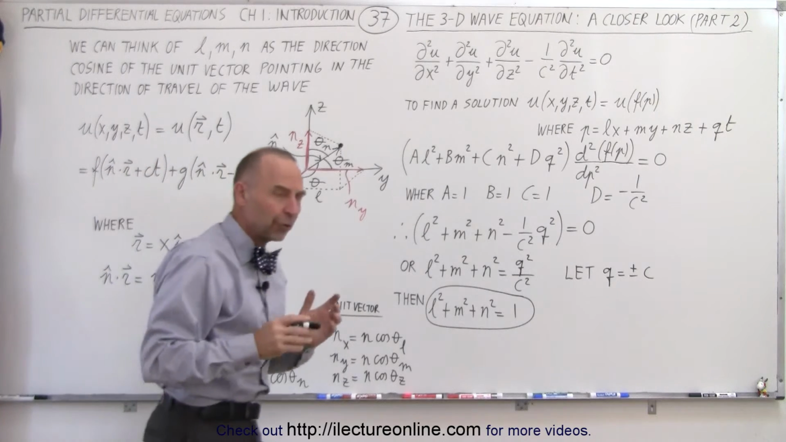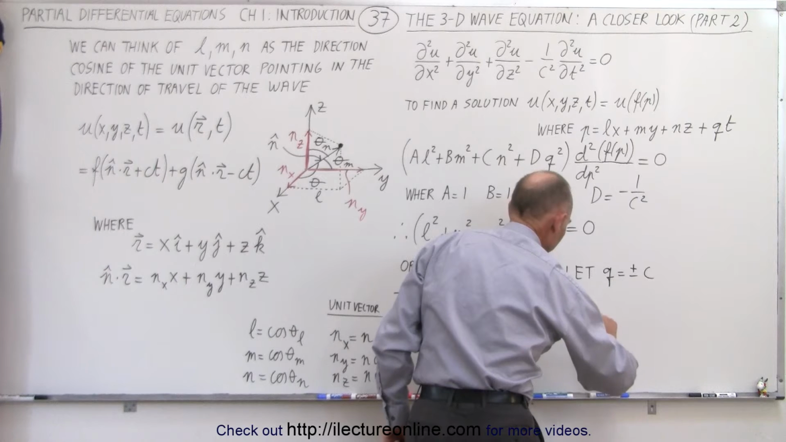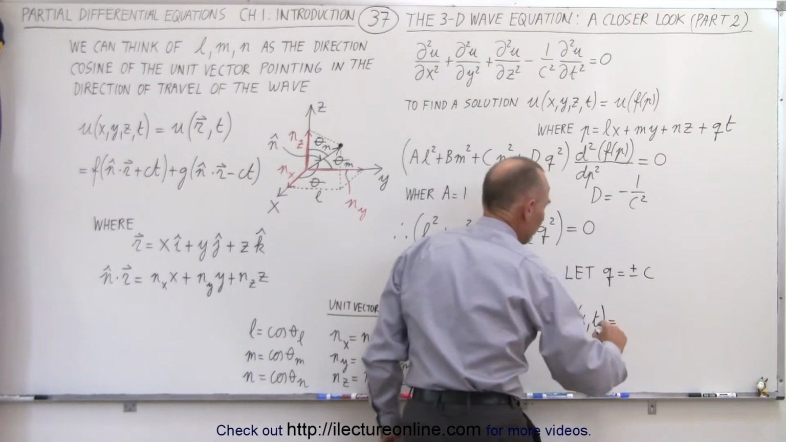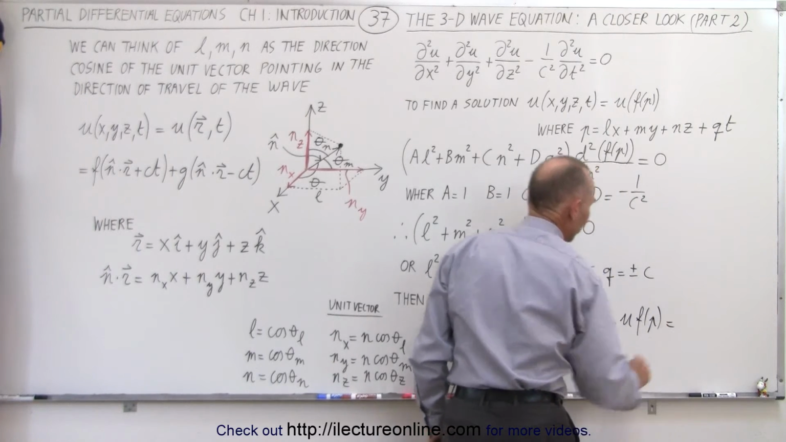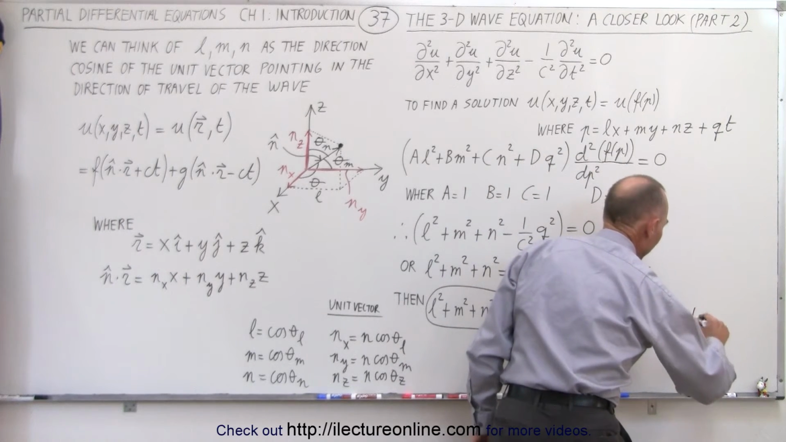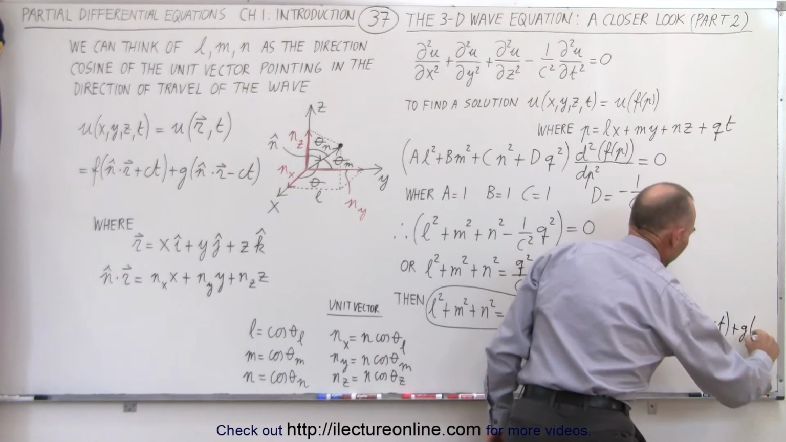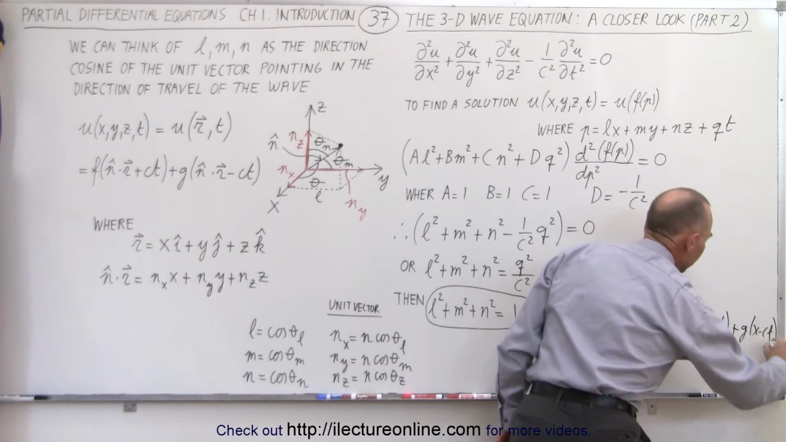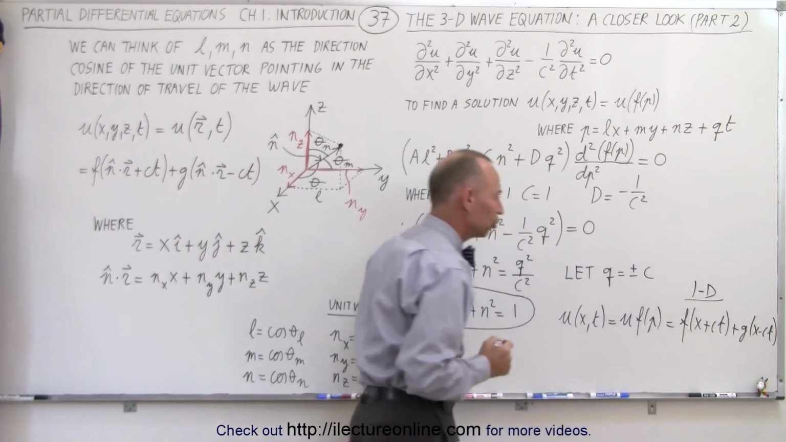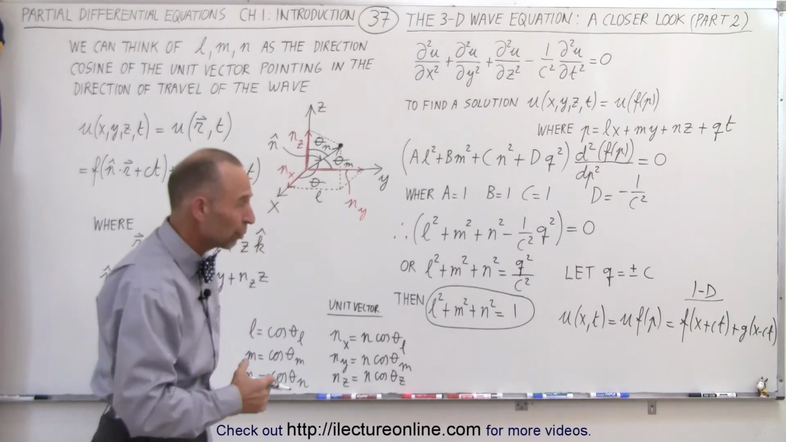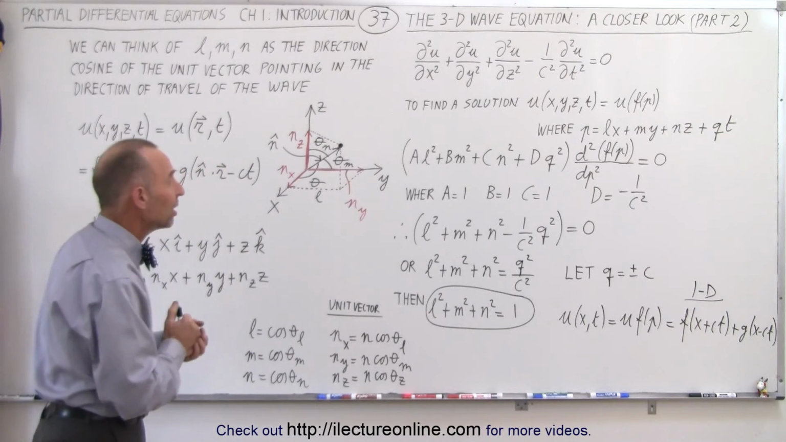Just like for one dimension, let me write the equation for one dimension because then it's easier to see. U as a function of x and t was also thought of as u as a function of p, and it was written as f of x plus ct plus g of x minus ct. So that was what we called our one-dimensional solution. We want to write something in that same format, but now we need three dimensions, so we need x, y, and z.